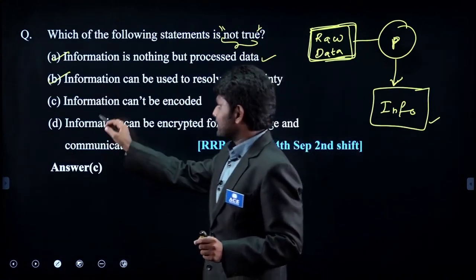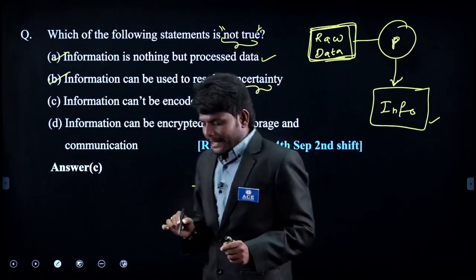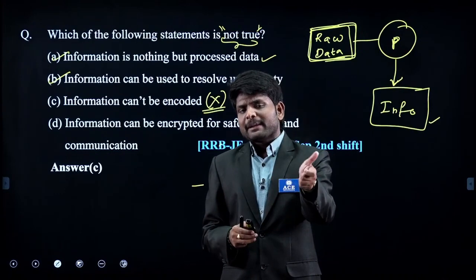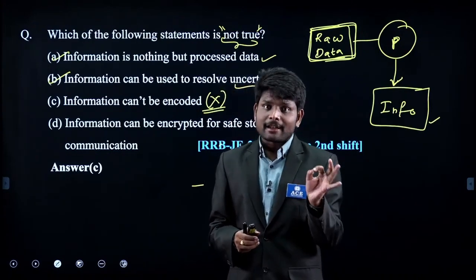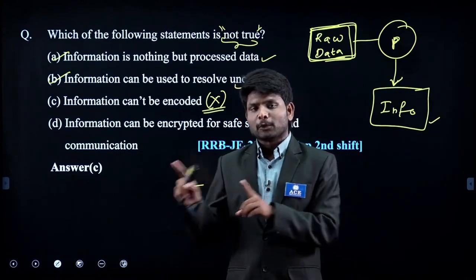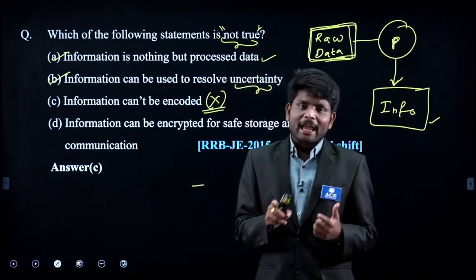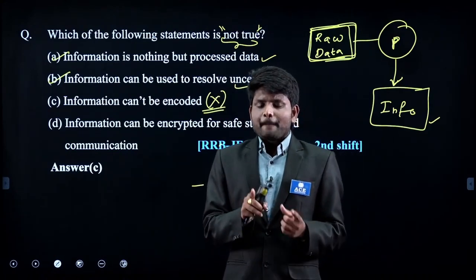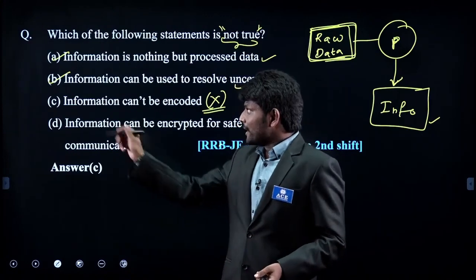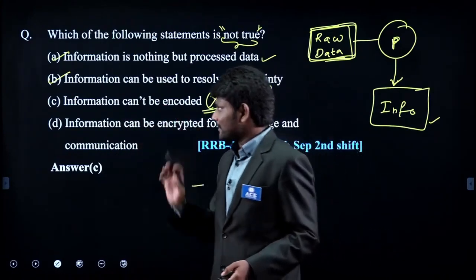Information cannot be encoded. This is false. Why? Whenever you type something on the keyboard, you think you are typing some English letters. But the system cannot understand English or any human-readable language. It converts everything, in the sense it encodes everything, into binary. So without encoding the information, computers cannot process it. So what you need to understand, encoding of information is a must. We cannot avoid encoding of information. So this statement is false.